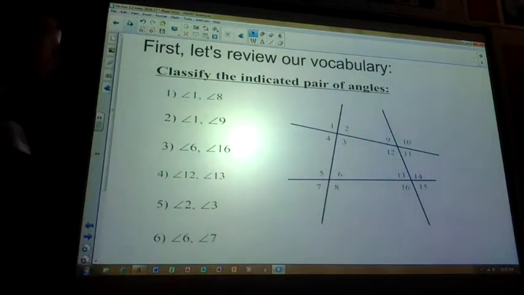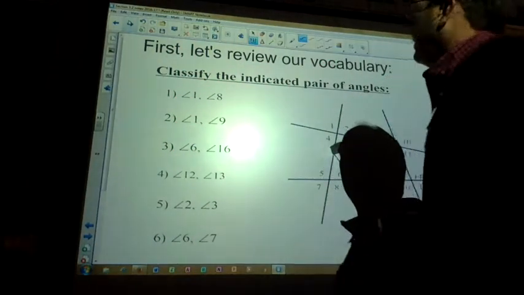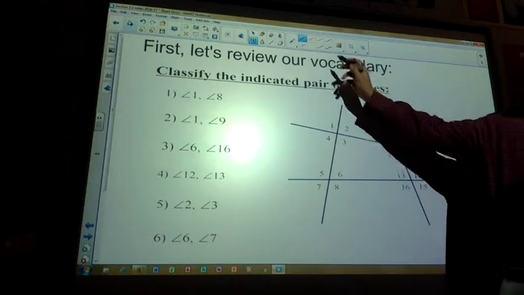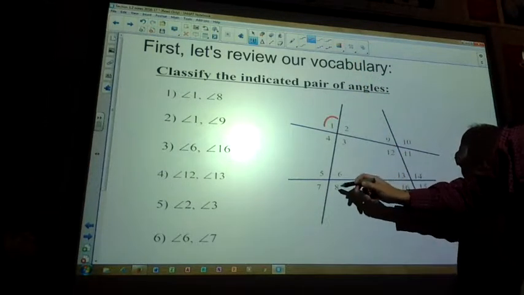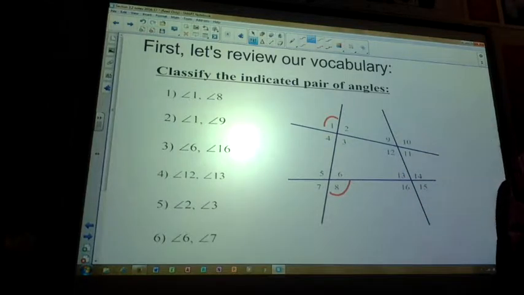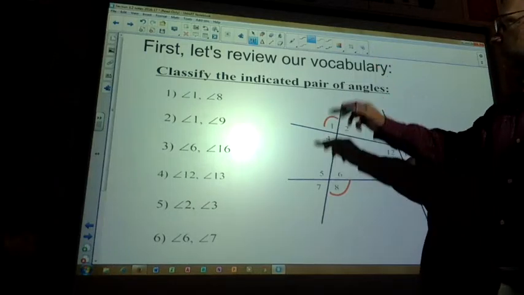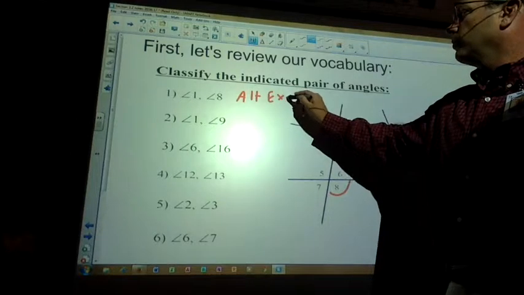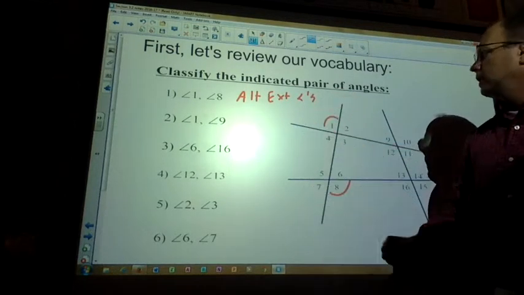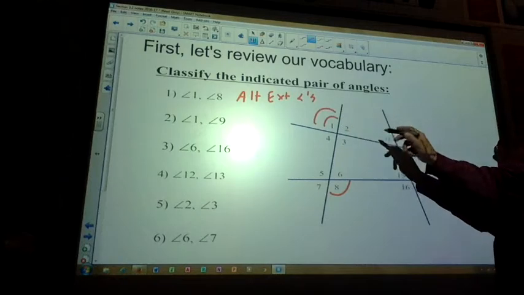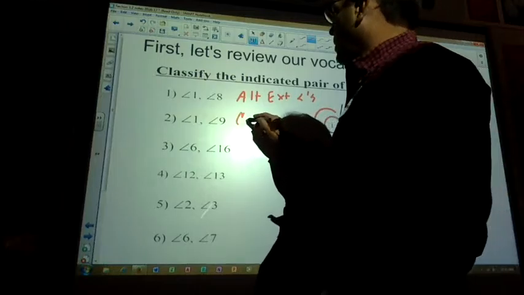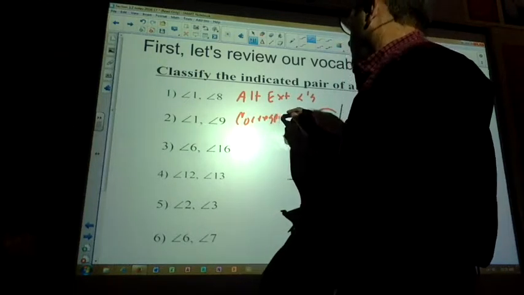Cool. All right. So classify the indicated pairs. You guys all have the work already done, but what can you tell me about 1 and 8? What kind of angles? Yeah, it's on the outside, the alternating other side, so alternate exterior. What about 1 and 9? Corresponding, so they're falling into the same region.